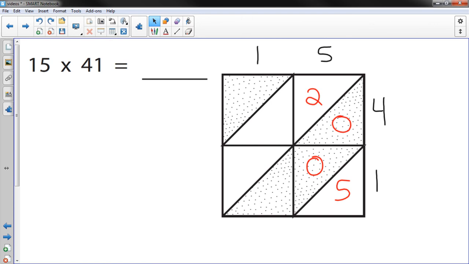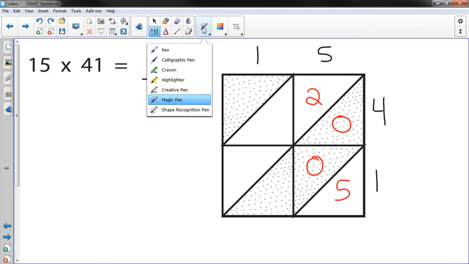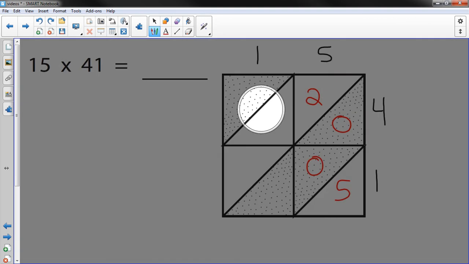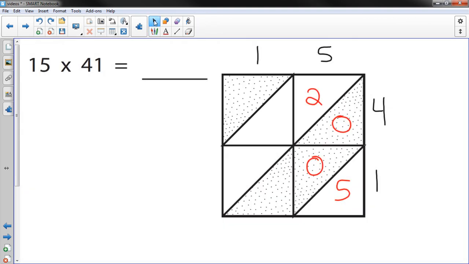Now I'm going to go over to the next column. And this is going to be 1 times 4 is going to go here. Well, that's 4. And then 1 times 1 goes in this last one. Well, that's just 1.